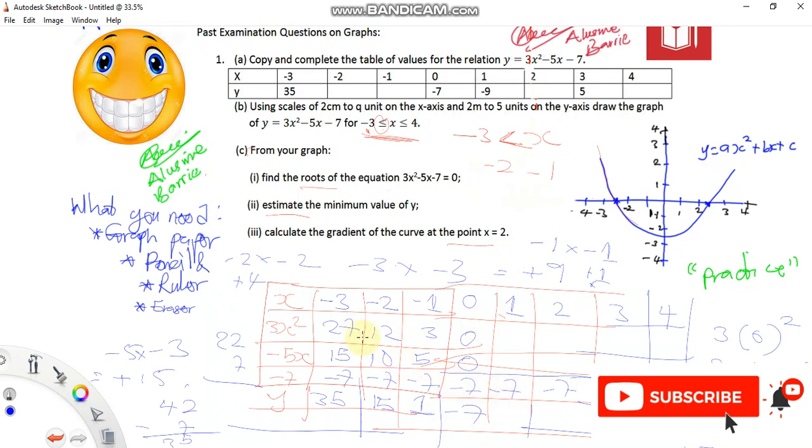For 1, we'll say we have 3 times x squared. The value of x here in this column is 1. So 1 squared is 1, because 1 times 1 is just 1. So 1 times 3 is just 3. So minus 5x. Now we have minus 5 times the value of x, which is just 1. So minus times plus. Remember, if there is no sign in front of a number, it is plus. This is a rule also. So minus times plus is minus. 5 times 1 is 5. So we have minus 5.